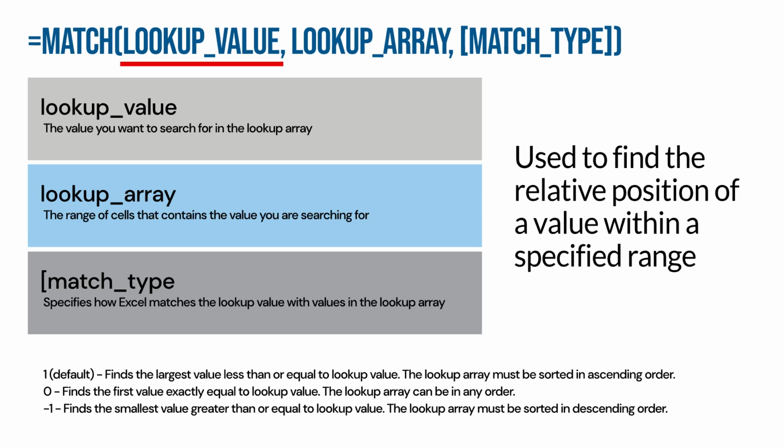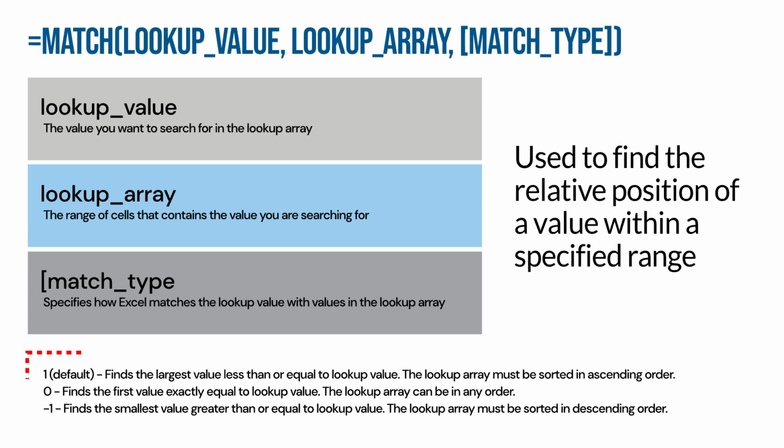Lookup value. The value you want to search for in the lookup array. This can be a number, text, logical value, or a cell reference. Lookup array. The range of cells that contains the value you are searching for. This is typically a single row or a single column. Match type. Optional. This specifies how Excel matches the lookup value with values in the lookup array.